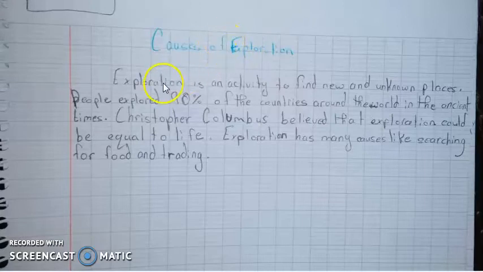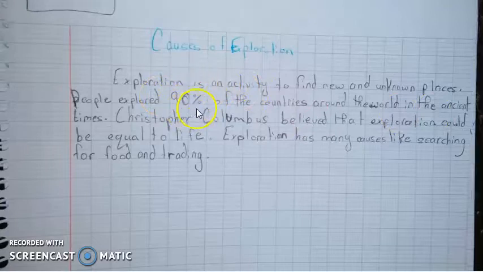Now, to start with our introduction, of course, we don't forget to indent here, and then we start with a general statement. The best way is to give a definition. Here we gave a definition last time. Exploration is an activity to find new and unknown places. Period. We put this point. Okay, we have to divide it into sentences. And then we move to a more specific sentence.